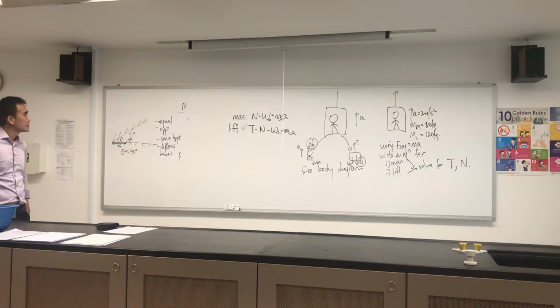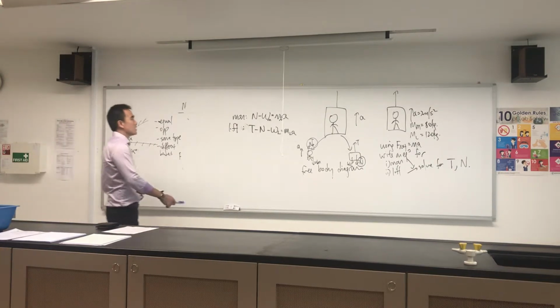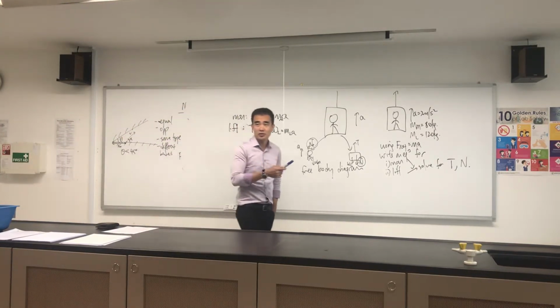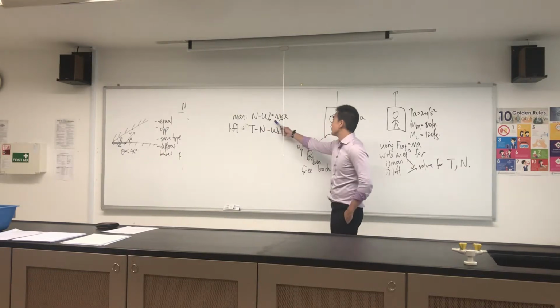If you can look at the board, there are 2 questions I'm going to ask you before I go on further. Why do I take N minus W and not T minus N? Because N is greater than W. How do you know that N is greater than W? Because the acceleration is upward. Yes, correct. So you always take the direction of acceleration as the positive direction. That will always ensure that this side will be positive.